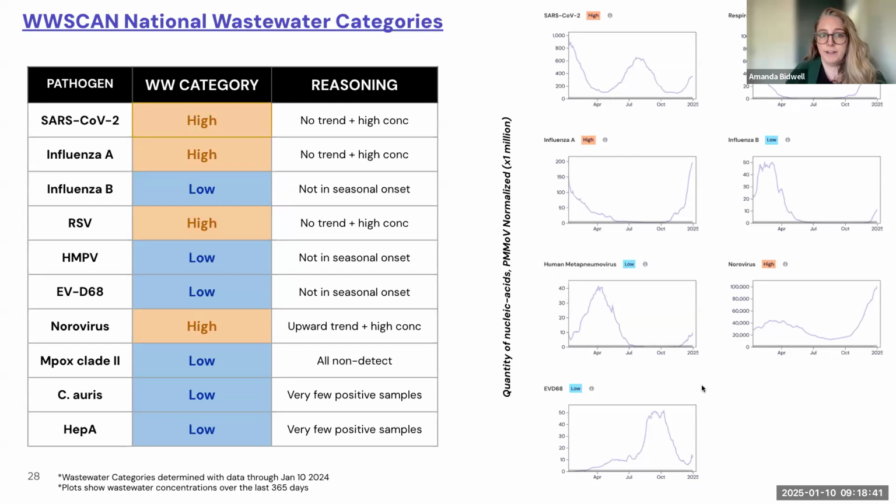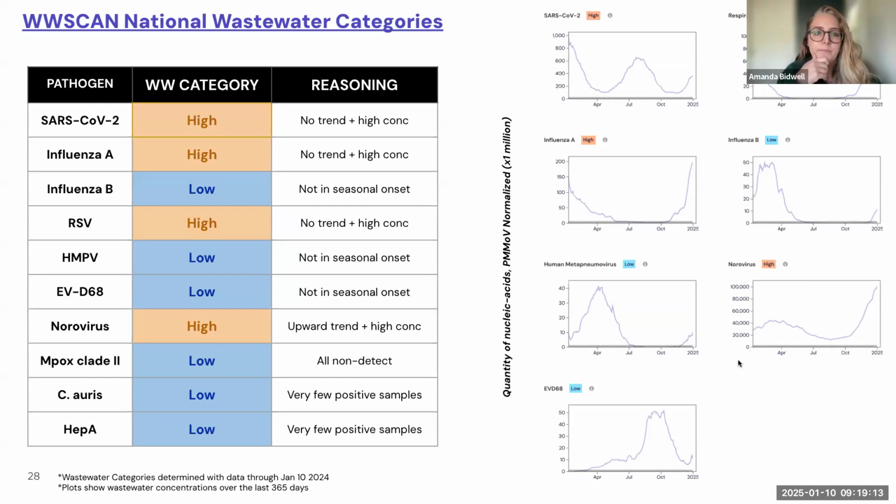Norovirus, we've seen some very high levels of norovirus in the tail end of 2024 and the beginning of 2025. I'll go into more detail in a couple of slides. Mpox clade 2, we've had all non-detects over the last 21 days. C. auris, we've had only a few positive detections. We've had a 4.5% detection rate in the last 21 days. And then for Hep A, once again, very few positive detections, a 10% detection rate in the last 21 days.